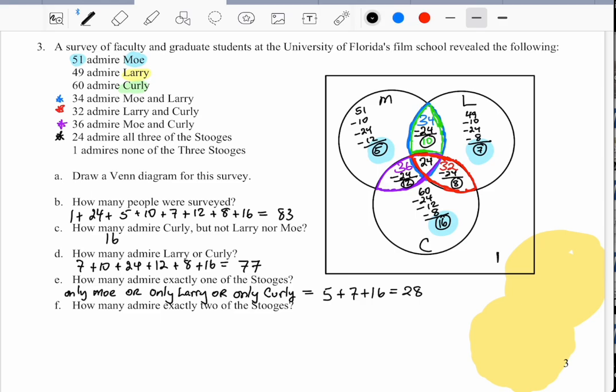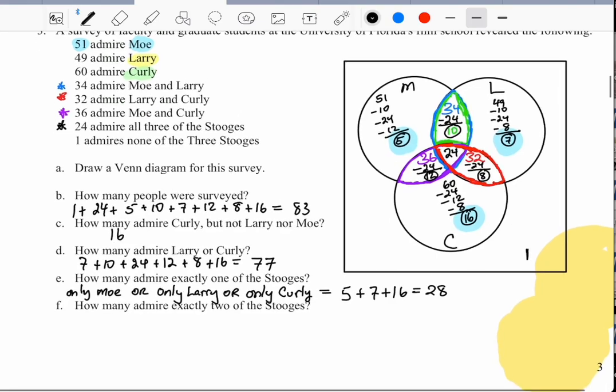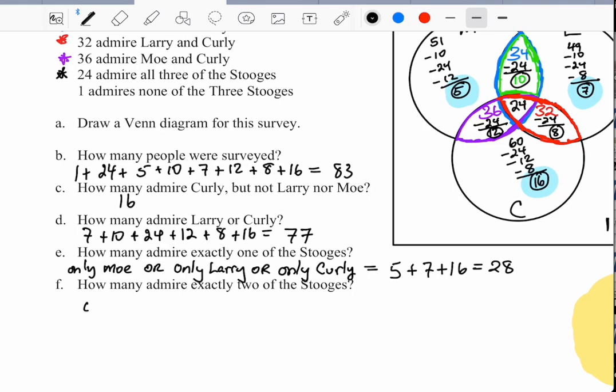The next one is just the previous one, but to a higher degree of difficulty, because now it's saying how many admire exactly 2 of the Three Stooges. So that could be only likes Mo and Larry, only likes Larry and Curly, only likes Mo and Curly. All right. So I'm going to write all that down. Only, I'll use M and L. Only L and C. Only M and C.